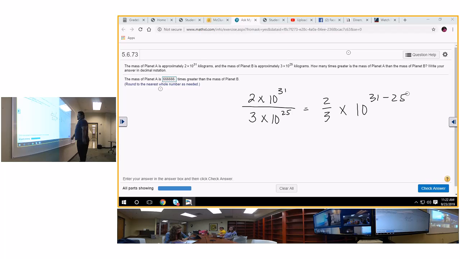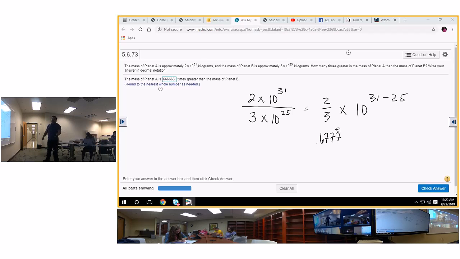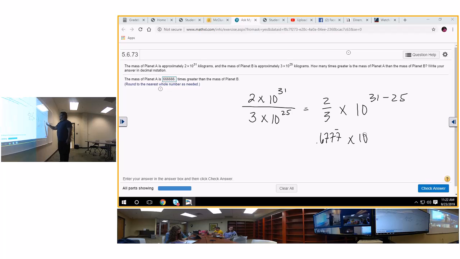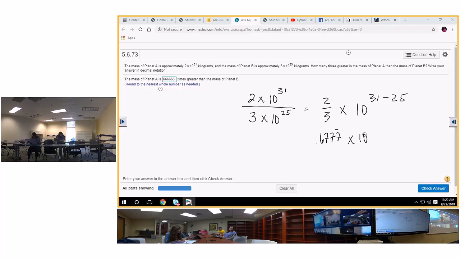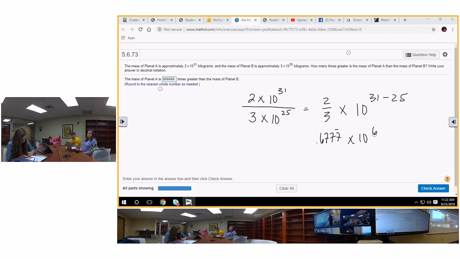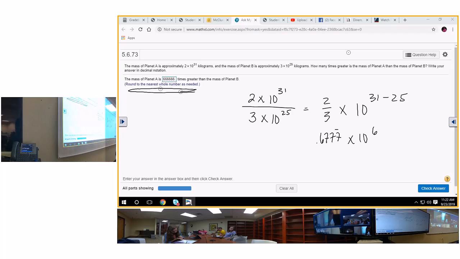Well, 2 divided by 3 is 0.67 repeating. Is that something you should know? Yes. Everybody in here should know that 2 divided by 3 is 0.67, just like you know that 1/2 is 0.5. And what's 3/4? 0.75. You should know those. Times 10. What's 31 minus 25? 6. What does the answer want? Round to the nearest what?